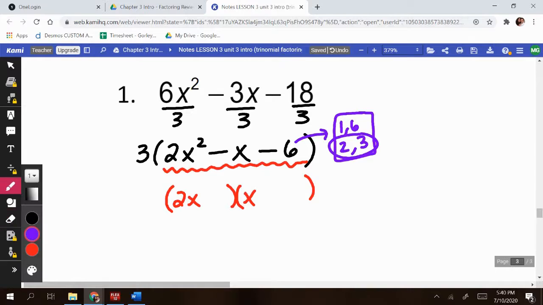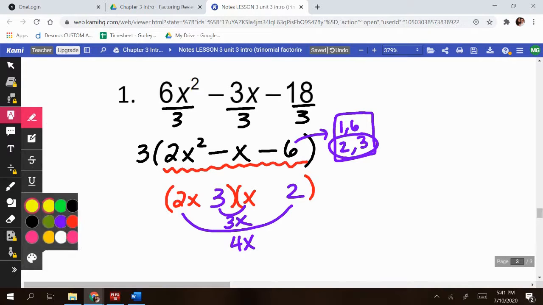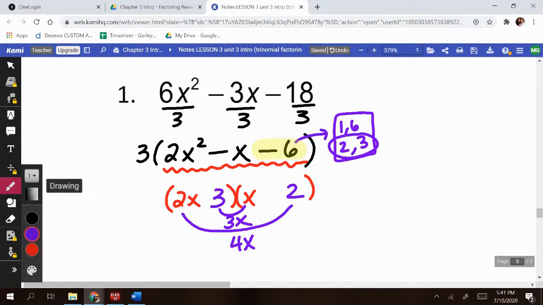Okay? You might have done something wrong, so look for a mistake if you do end up with a GCF inside of one of your smaller parentheses. So I'm going to put the 3 here and the 2 there. Let's see, the outers would be 4x and the inners would be 3x. Remember, this c value is negative 6, so there should be different signs. So I could either make this a minus 3x and have a positive 4x, or I could make this a minus 4x and have a positive 3x.